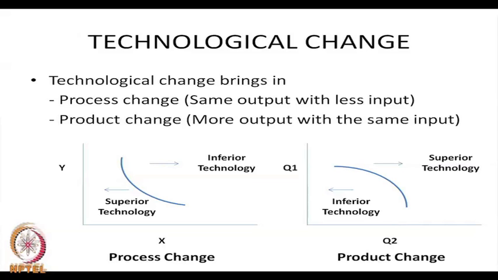When we talk about process change, we are saying that we are able to achieve the same output with less input. That means the productivity is high. However, when we are bringing in a product change, it means with the same input we are able to produce more output. Now, this is shown in the form of two figures here.